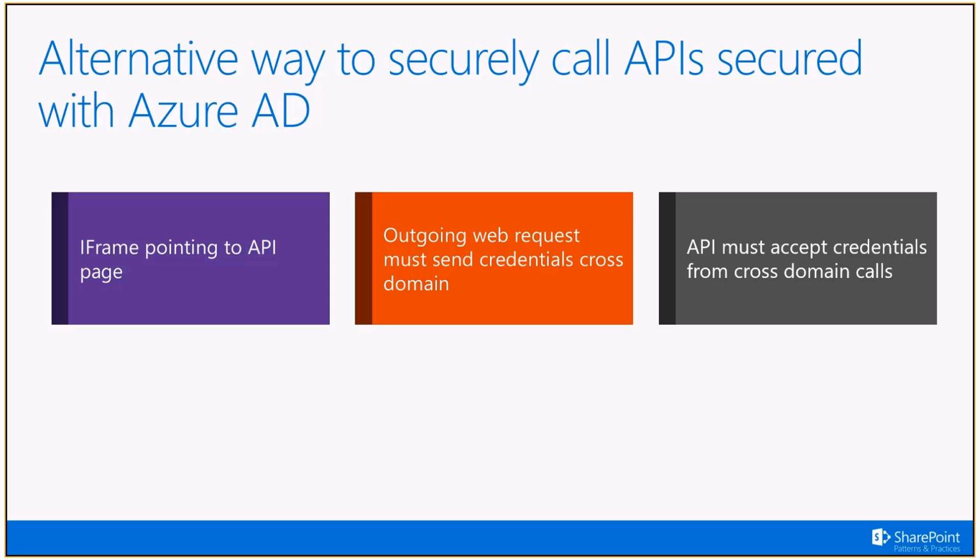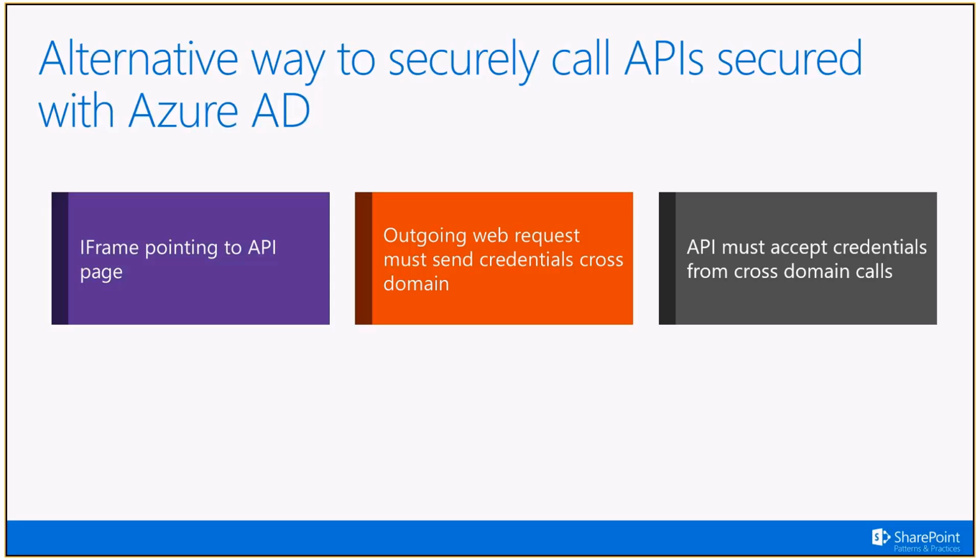Because when you're signing in to SharePoint Online, you are actually authenticating against Azure AD as well. The outgoing web requests, whenever you're calling from a SharePoint Framework solution, must send credentials across the domain, which is understandable, because if you don't send the credentials, how could that call be authenticated? So if you send the credentials, then the external web API, or the web API hosted in an Azure Web Application or the Azure Function, can actually authenticate the person.